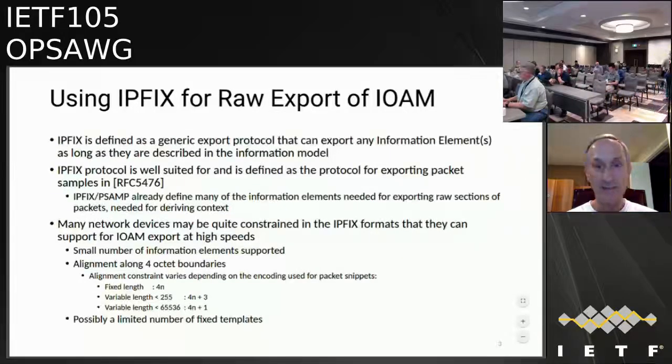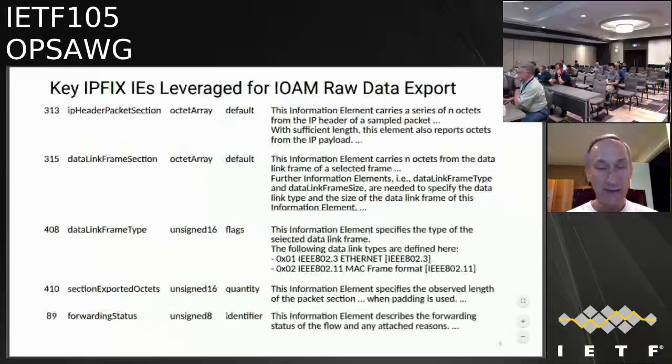Next slide, please. So there's a bunch of information elements that are already defined for packet sampling. So a section of an IP header or a section of a data link frame or Ethernet. Some of those have been identified here. Next slide, please.